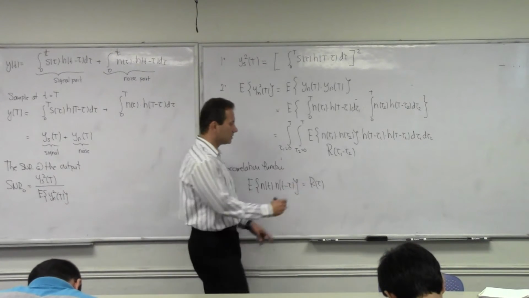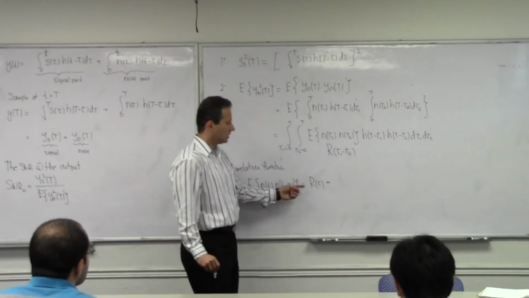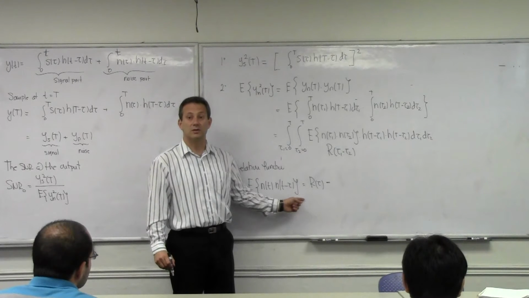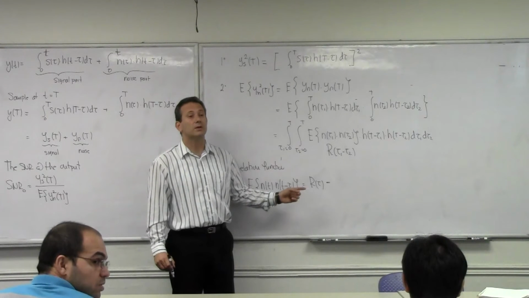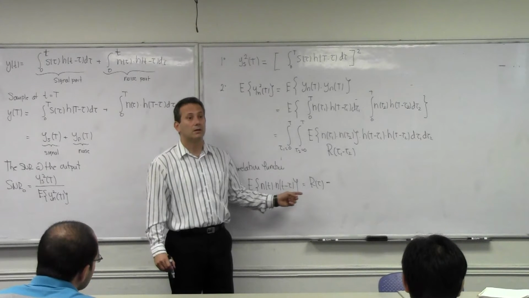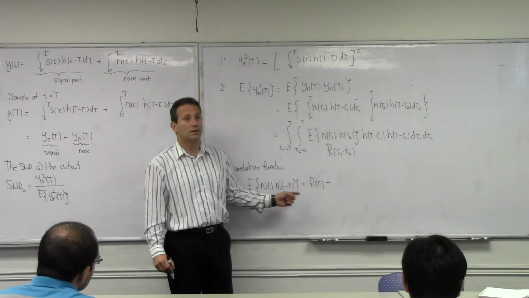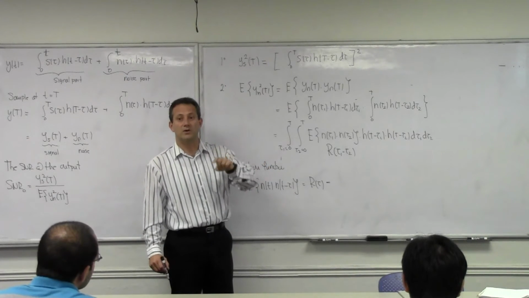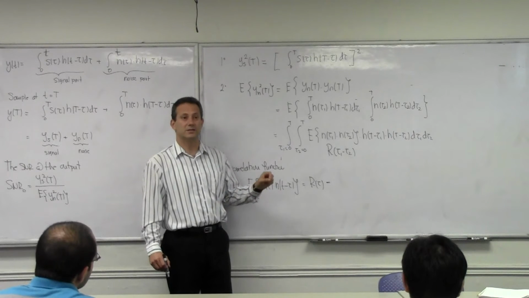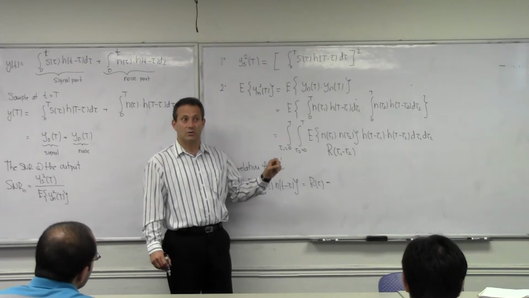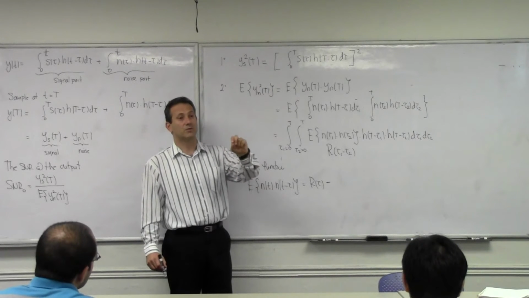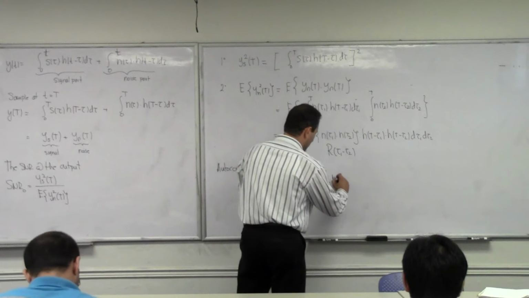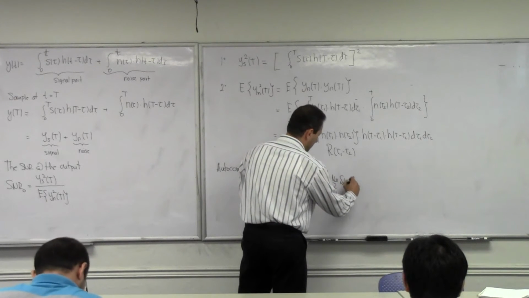But I know the actual value for this. From the Wiener-Khinchin theorem, what do I know about the autocorrelation function? It's the inverse Fourier transform of the power spectral density. So what is the power spectral density? N0 over 2, so constant. The inverse Fourier transform of a constant is a delta pulse. So this is now N0 over 2 times delta of tau.